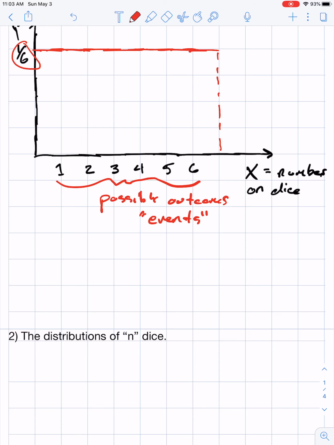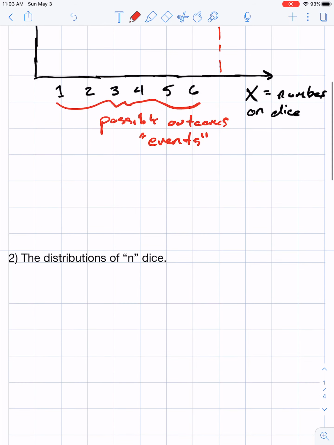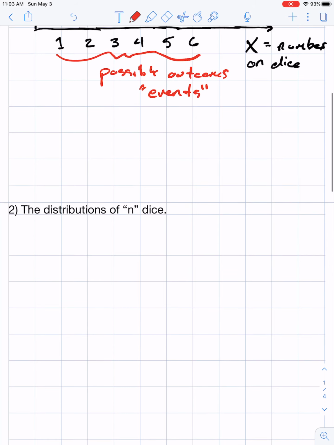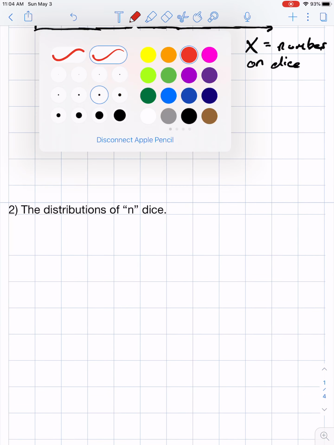Well, now we're going to talk about distributions of n dice. So first of all, let's define a couple things. What do I mean by n?